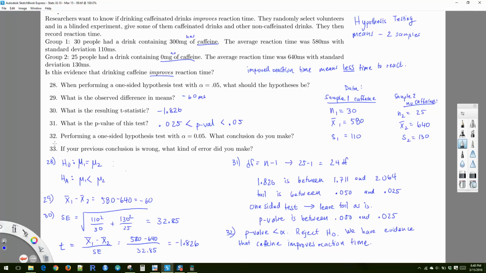I'm running out of room for number 33. I'm going to just cram number 33 in here. Okay. Number 33, so in number 32 we chose to reject the null. If that was a mistake, if we mistakenly rejected the null, that is what kind of error? Type 1. Okay, so mistakenly rejecting the null is a type 1 error.